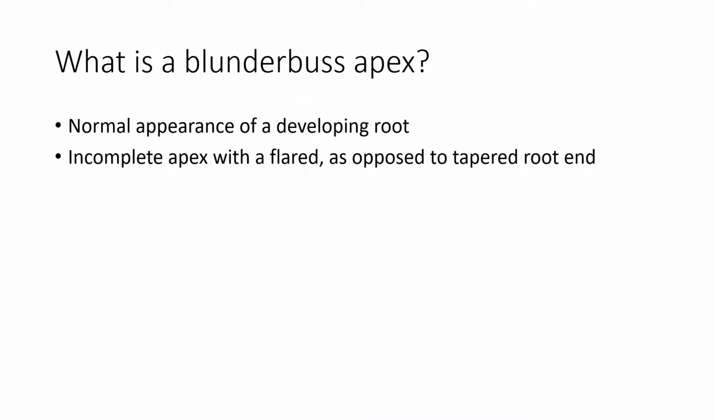So what is a blunderbuss apex? It's a normal appearance of a developing root. It's an incomplete apex with a flared end as opposed to the tapered end of a fully formed root.